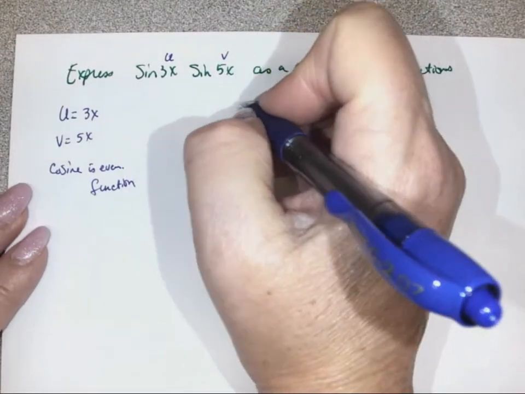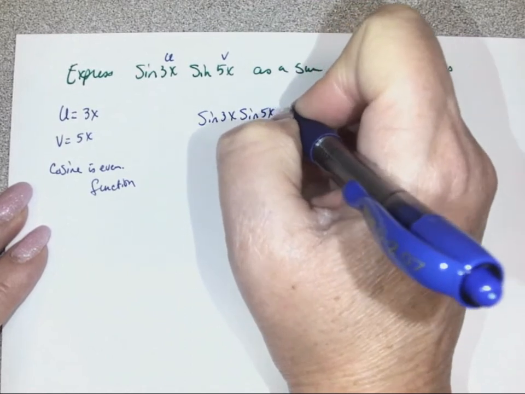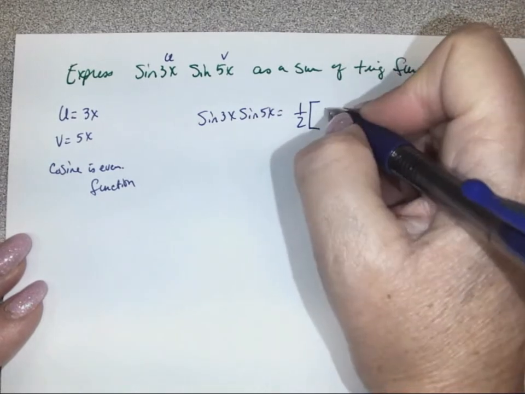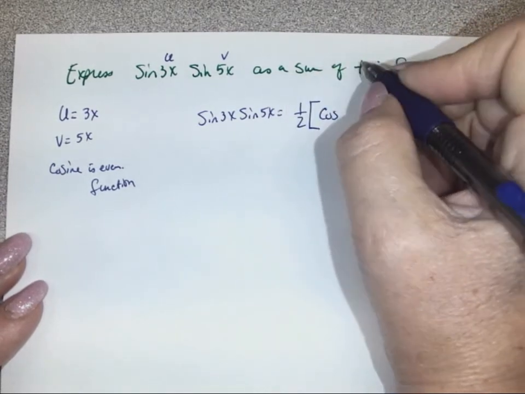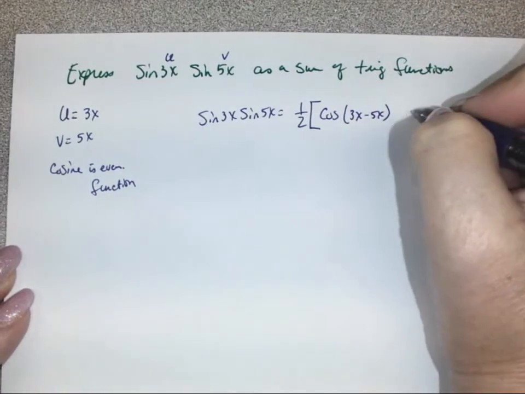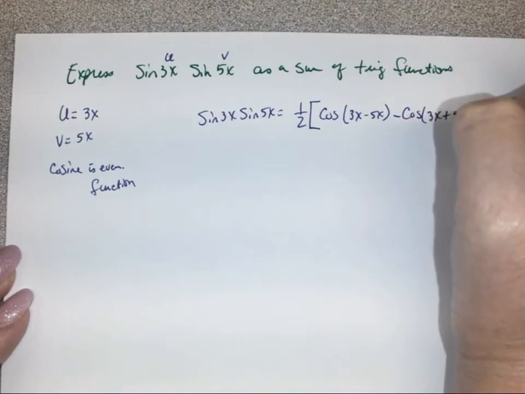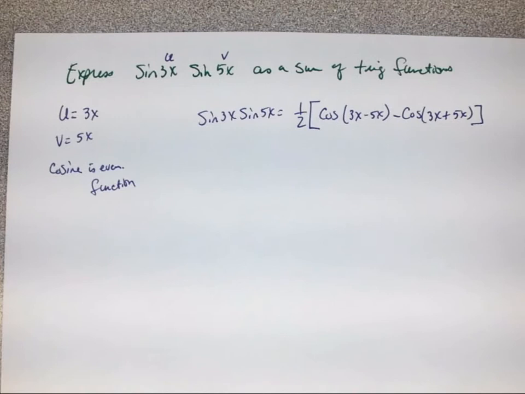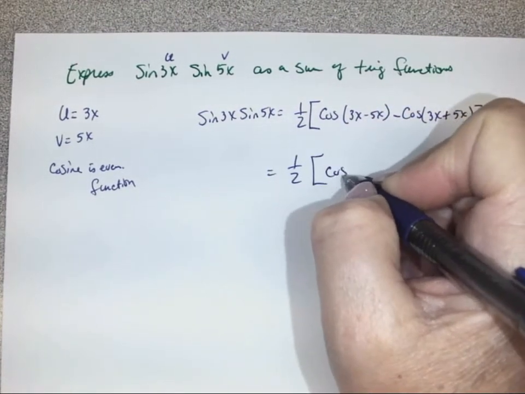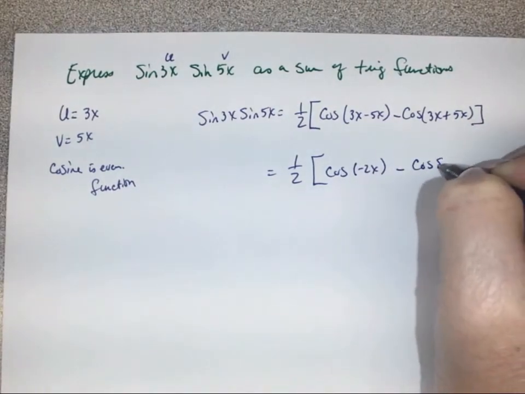All right, so that means the sine of 3x times sine of 5x will be equal to 1/2 times the cosine of u plus v, or sorry, u minus v, so it'll be 3x minus 5x, minus the cosine of 3x plus 5x. So let's simplify this. We'll get 1/2 the cosine of negative 2x minus the cosine of 8x.